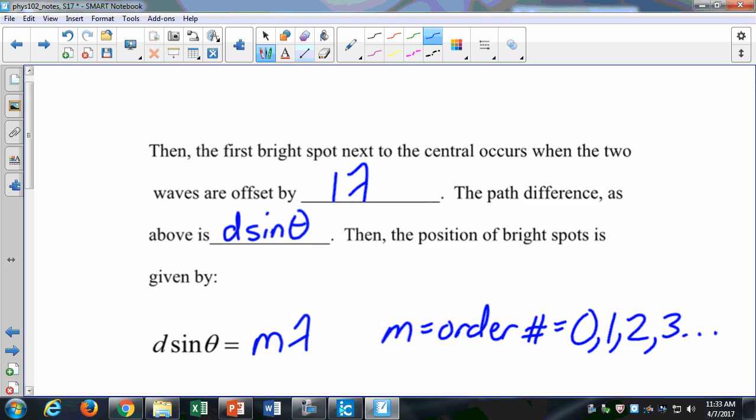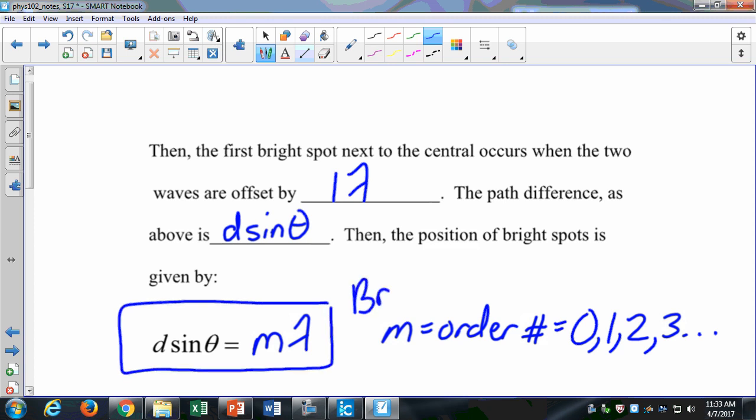It doesn't go on forever because eventually the orders go away. But they'll increase in increments of 1. 0, plus 1, plus 1, plus 1. Okay? Note that this gives the bright spots. I think on your equation sheet it says bright spots.